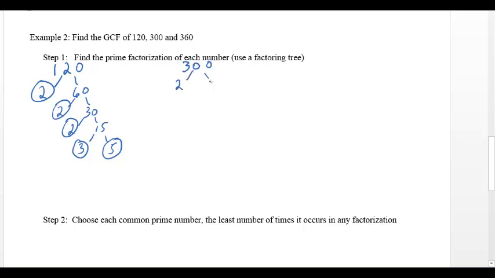2 goes into 300 150 times. 2 goes into 150 75 times. 3 goes into 75 25 times. And 5 goes into 25 5 times. So again, at the end of each branch is a prime factor.